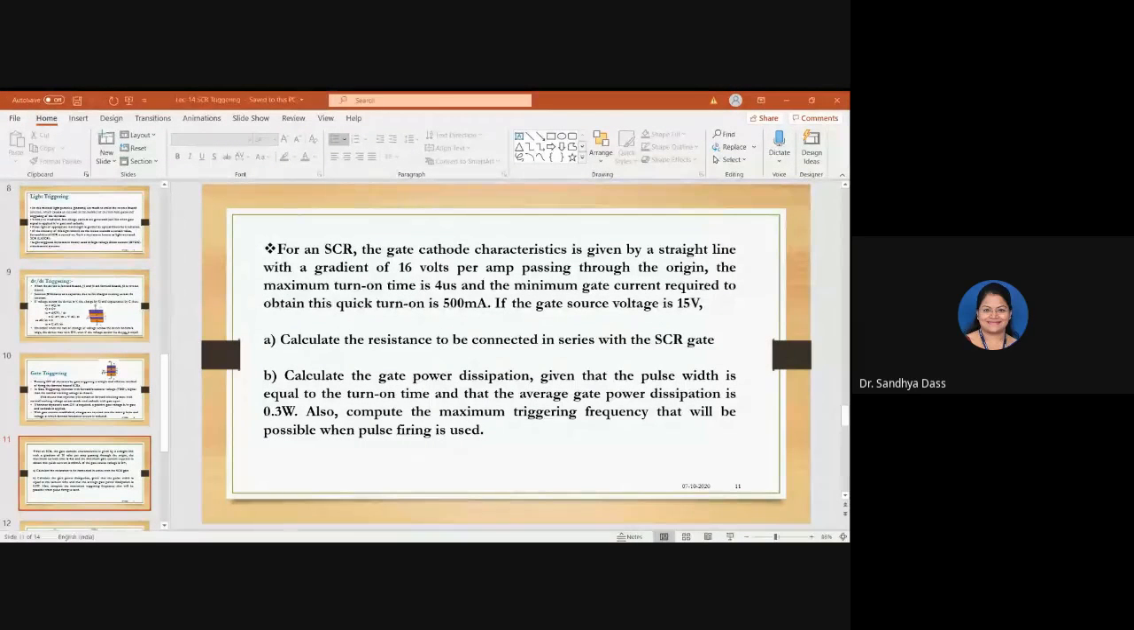Catherine? Yes, ma'am. Okay, you're there. Have you tried? Yes, ma'am. You've tried. Can you give me the answer? RS is 14 ohms. RS. Okay. Yeah, good. Very good. Yeah, thank you. Thank you, ma'am.